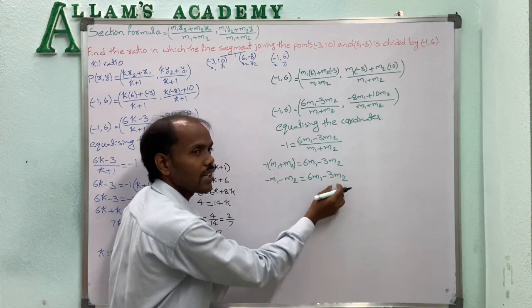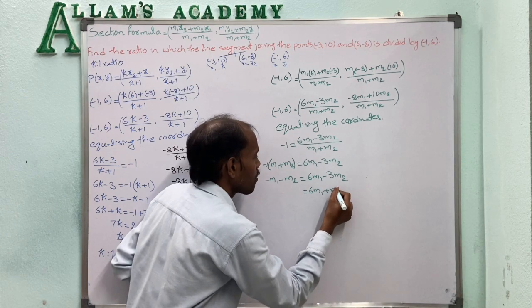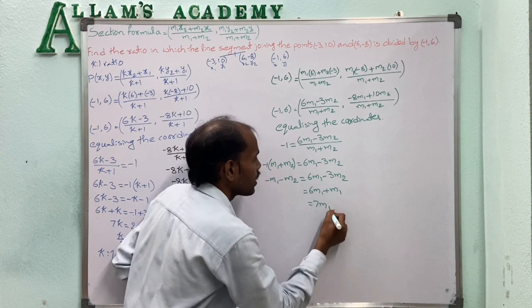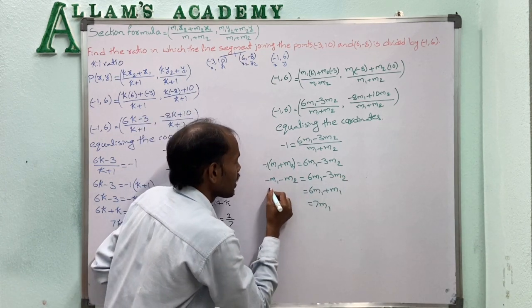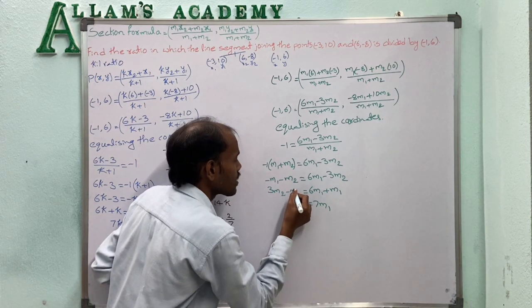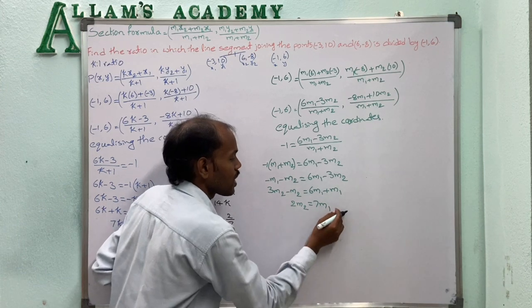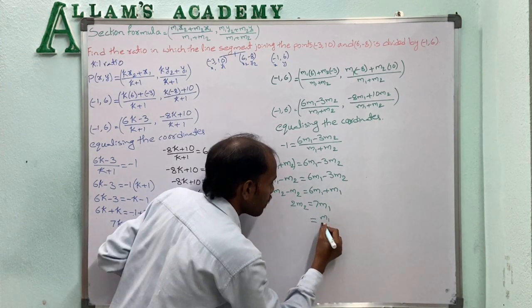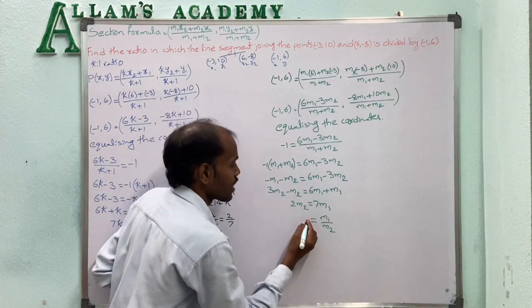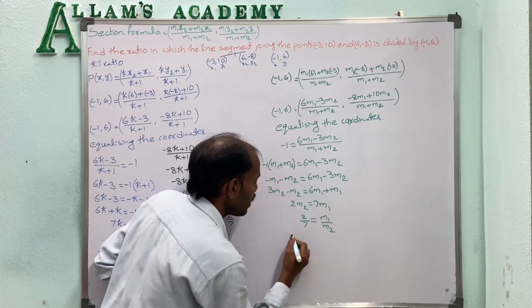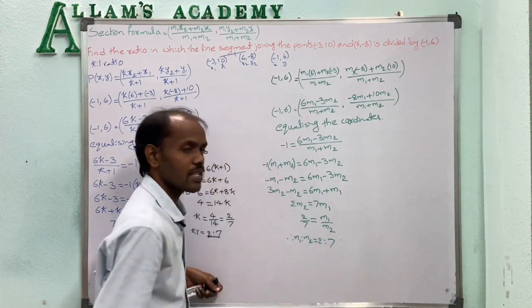So minus m1 transferring to RHS, we get plus m1, 6m1 plus m1, that equals 7m1. Now this minus 3m2 on the RHS transferring to LHS, that is plus 3m2 minus m2, that equals 2m2. Now this multiplication m2 transfers to this side, that is division m1 by m2. Now this multiplication 7 transferring to LHS, that is division 2 by 7. That means we get the ratio m1 is to m2 is equal to 2 is to 7.